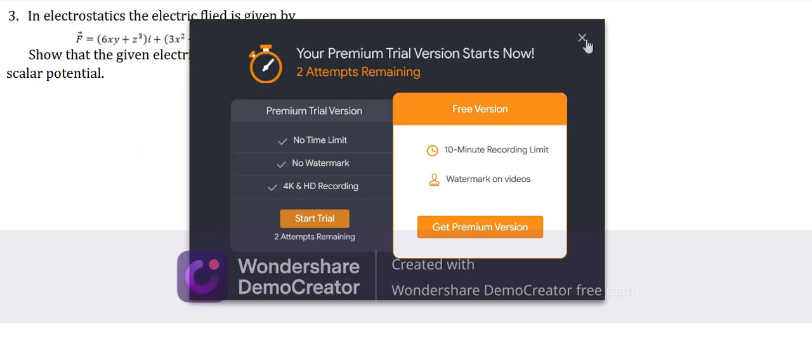Now look at the next question. See, in electrostatics, the electric field is given by the vector function f, and we need to show that the given electric field is irrotational. So we need to show that the curl of f is 0, and then we need to find the scalar potential. Okay, so first let me consider this part as f1, and the coefficient of j as f2, and the coefficient of k as f3.